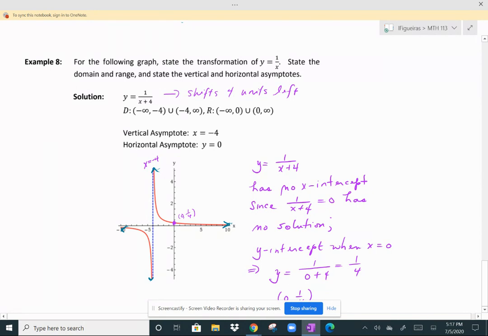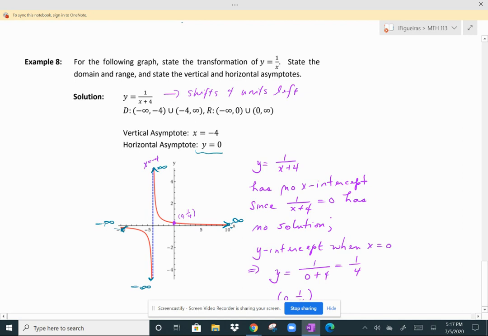That's where the function is undefined. And you can see that at negative 4, your graph is either approaching infinity or it's approaching negative infinity, depending on which side you're on of negative 4 of the vertical line. And your horizontal asymptote, well, as you can see here, it's getting closer and closer to the x-axis. So as x approaches infinity, your y is going to 0. As x approaches negative infinity, your y is also going to 0. So it has a horizontal asymptote at y equal to 0.